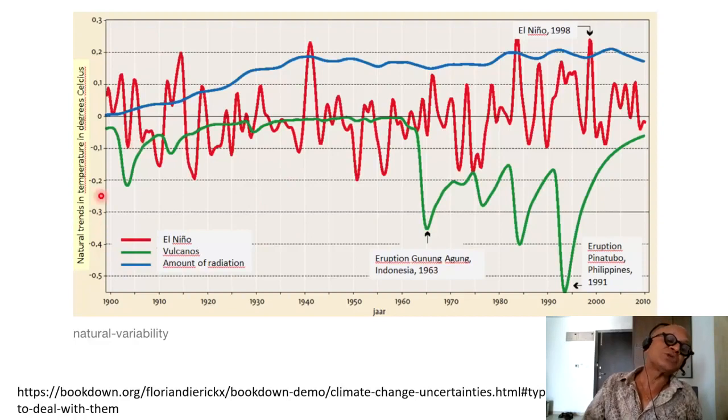So this is natural trends in temperature in degrees Celsius. You have things like El Niño happening here in this red line, which produce mini global warming, as we said. The amount of radiation because of solar activity is changing as well, and volcanoes are hitting the system with radiative cooling, especially when a strong one happens like this in 1991, Pinatubo over the Philippines, and so on.